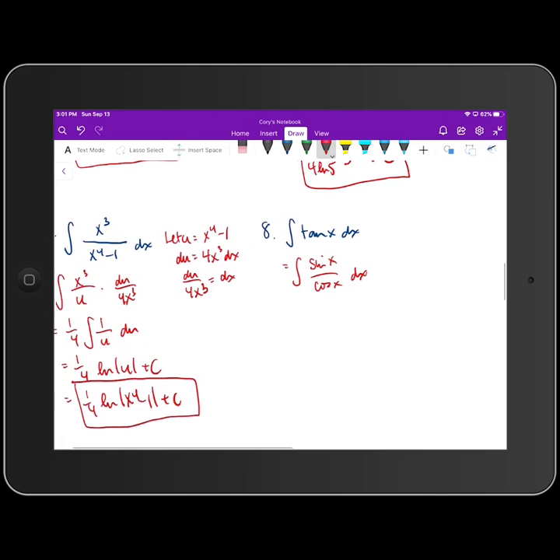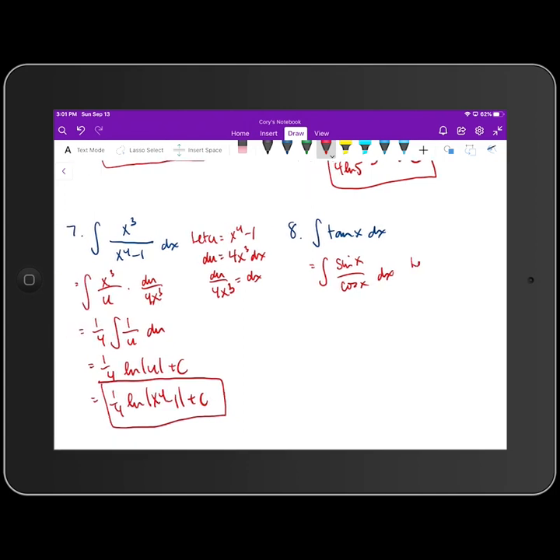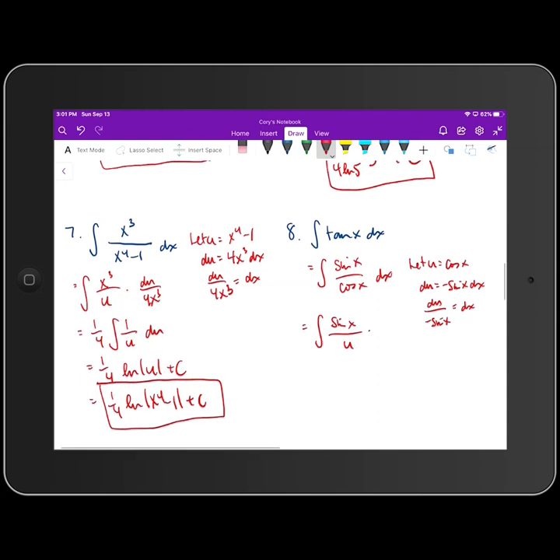And then again, we have a quotient just like we did in the previous example. So we're going to want to let u equal the denominator here, cosine, so that when we differentiate u, the derivative of cosine is negative sine times dx. And when we isolate dx, we get dx equal to du over negative sine. So this integral becomes the integral of sine. We're going to replace cosine with u, and we're going to replace dx with du over negative sine.